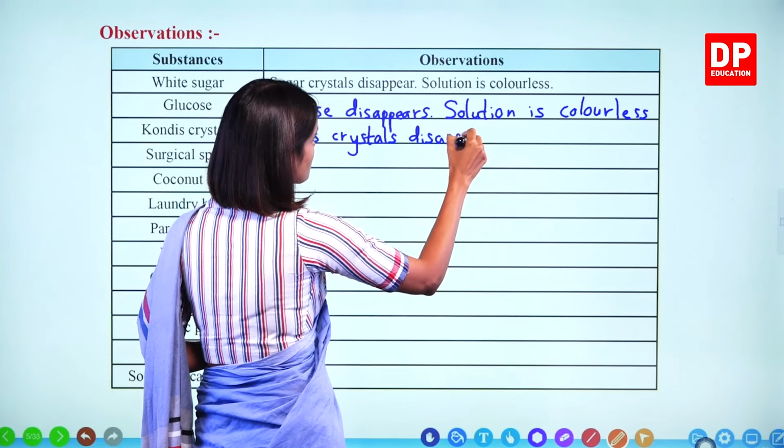If water cannot dissolve these other substances, there's no way to prepare these types of solutions, these types of drinks. So it's very clear that water is a really good solvent that can dissolve many substances in it. Okay, children, we have an experiment to do now.